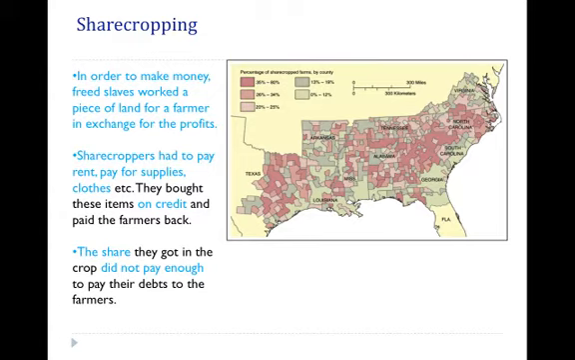In most cases, the share of that part of land did not create enough profit for the sharecroppers to pay back their debts to the farmers. So they weren't able to pay for the rent, supplies, and clothes. So they definitely didn't have enough money to actually make an income and provide for their families. So it created this cycle of debt that almost made them end up in the same exact place as slavery to begin with.